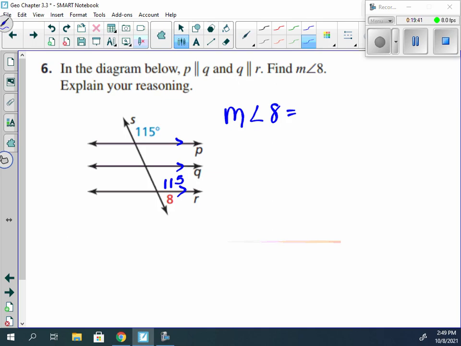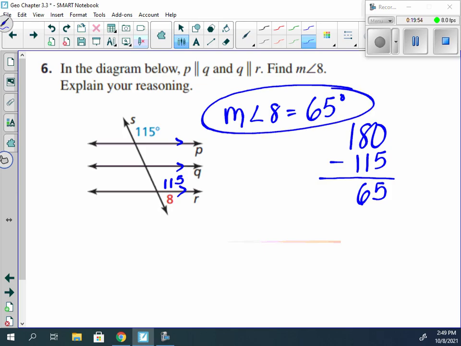Thank you. They add together to be 180. So we'd have 180 minus 115. So the measure of angle 8 would be 65 degrees.